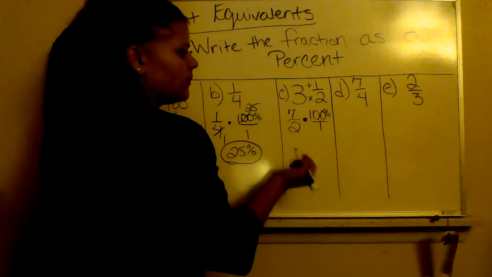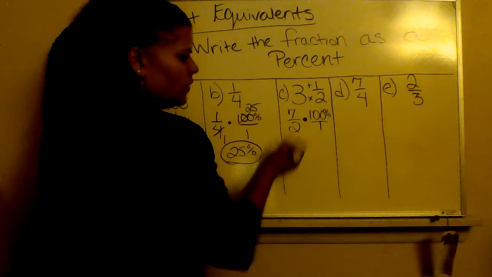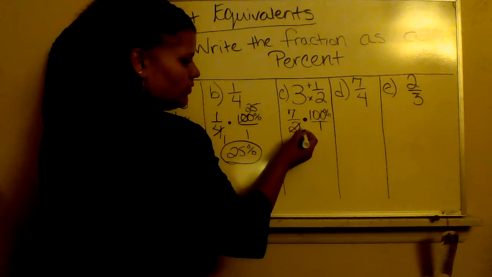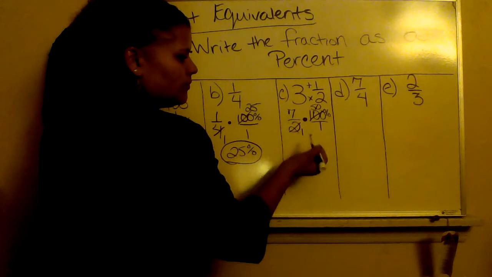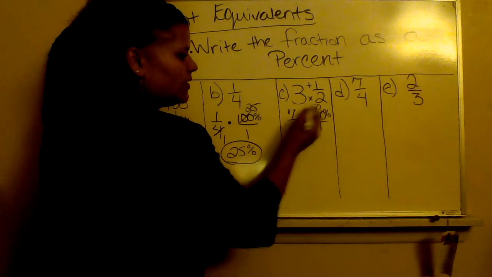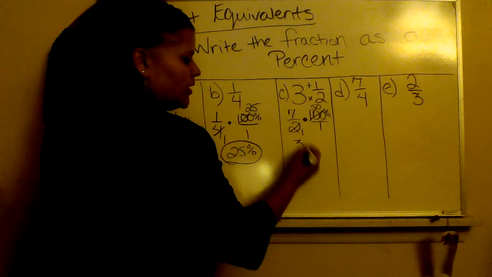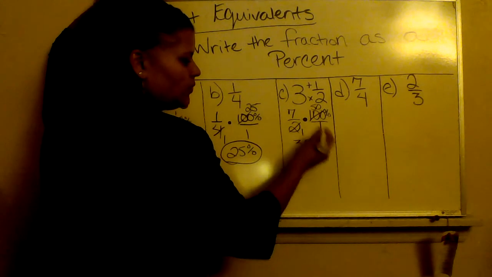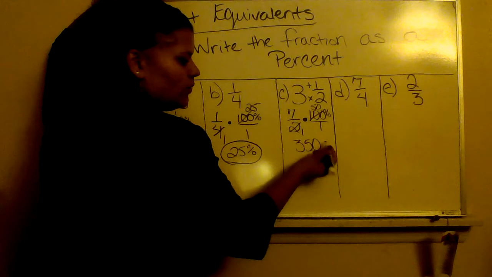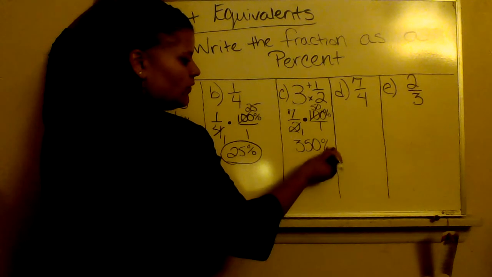So now 2 goes into 100. So 2 goes into 2 once, and then 2 goes into 100 50 times. Okay? So then I do 7 times 50. That is 350. And then 1 times 1 is 1 over 1. So we don't need that. So it's just 350%.